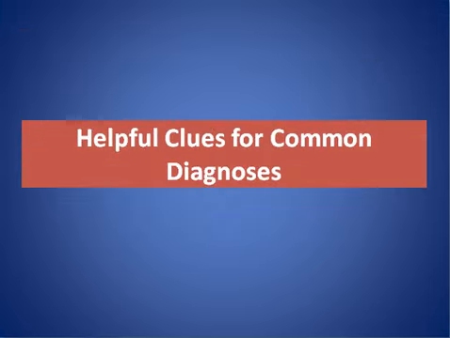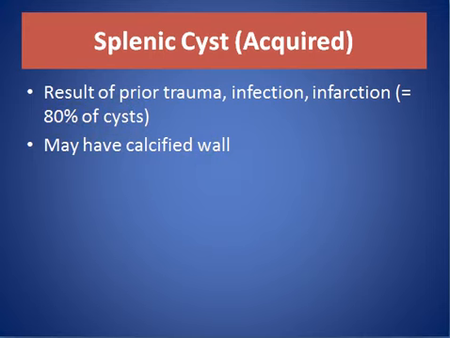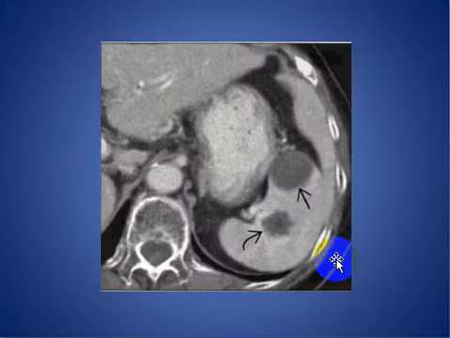Helpful clues for common diagnosis: splenic cyst, acquired one, results from a prior trauma, infection, or infarction, and about 80% of splenic cysts may have a calcified wall. As we see here in this axial CT scan, there is a splenic cyst here. It is hypodense, cystic in density, and there is also an incidental another lesion with enhancing periphery, might be due to hemangioma or lymphangioma.